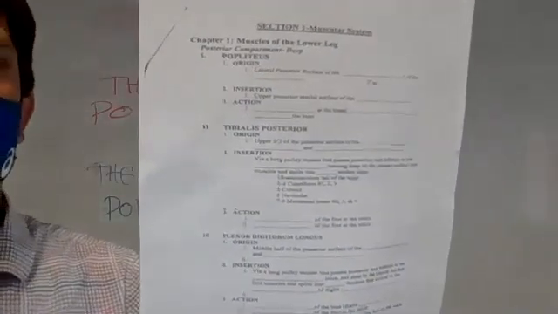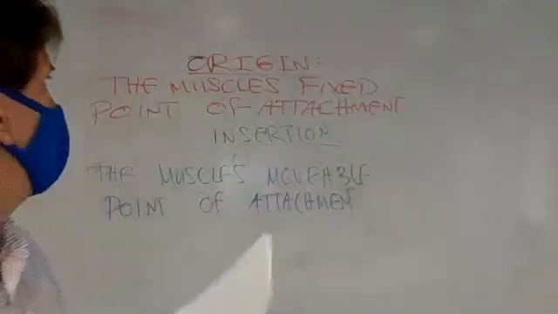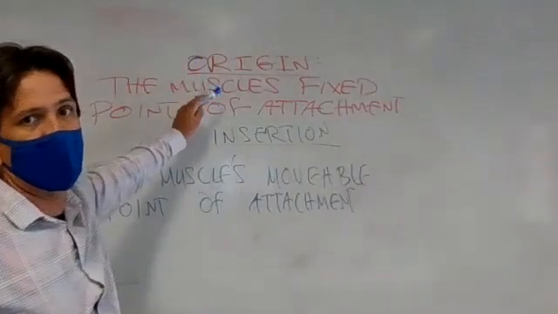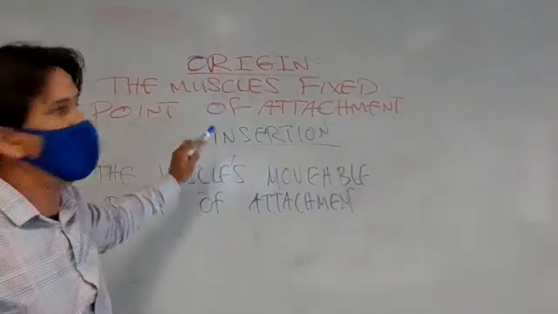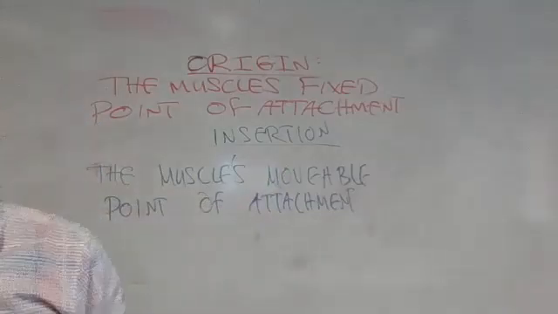Okay, so these are two definitions that I want you to add again on page 4, which is the page where the popliteus muscle's on the top. You're just going to write on the top, right? The origin: the muscle's fixed point of attachment. The insertion: the muscle's movable point of attachment.